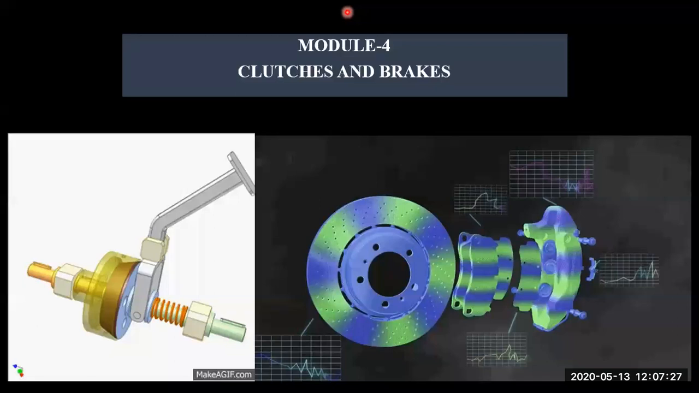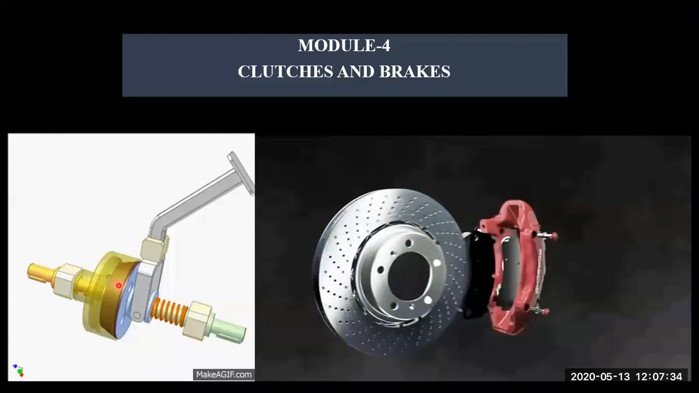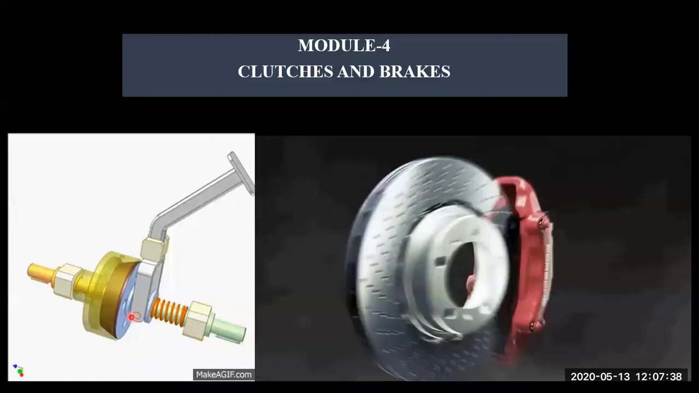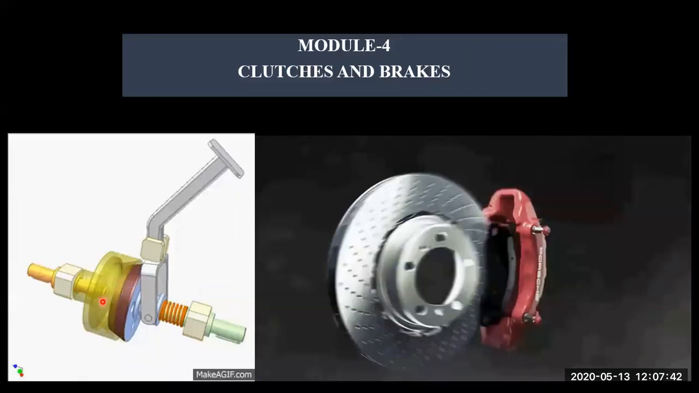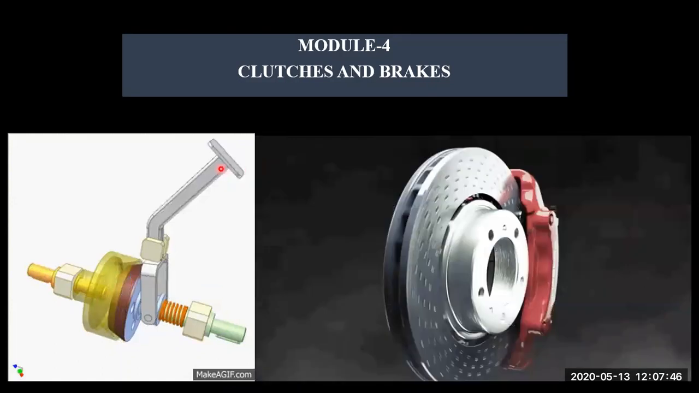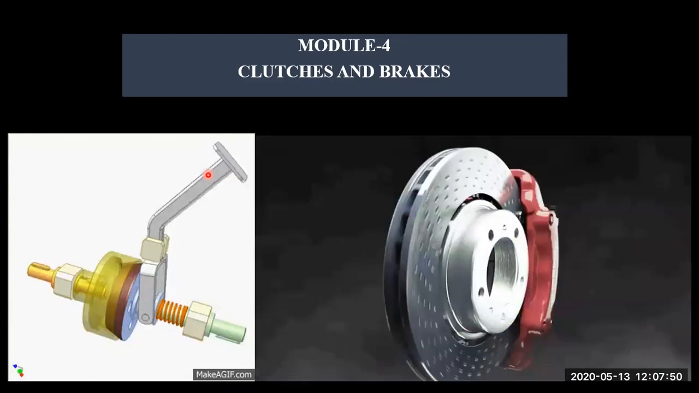So starting with clutches. The one which you can see on the left side is a clutch. A clutch is essentially a mechanical device, right? It is used to connect or disconnect. Here you can see it is connecting and disconnecting. This is at the power of the operator, at the will of the operator. Whenever you want it to engage or disengage, it is at your command.